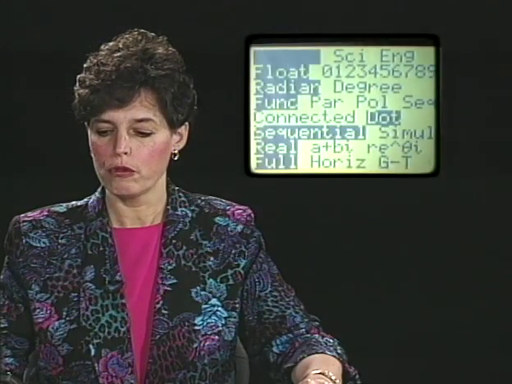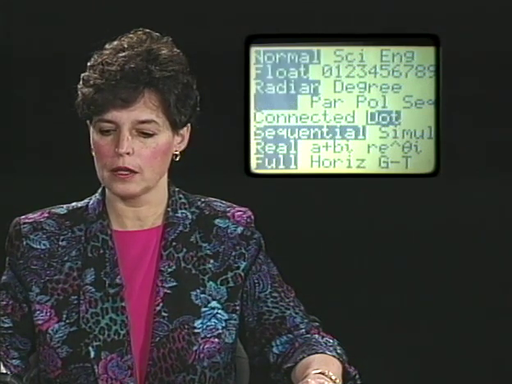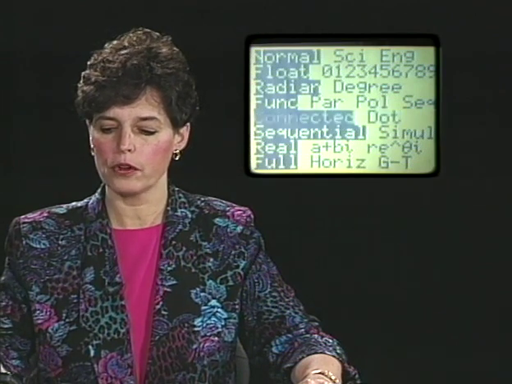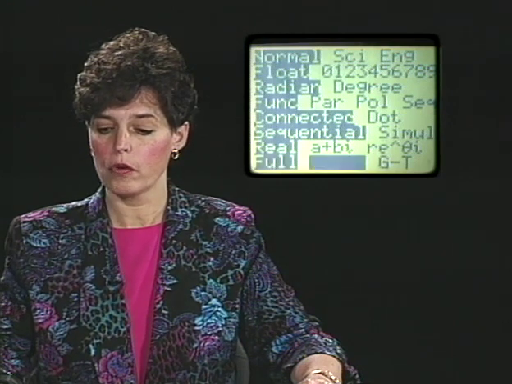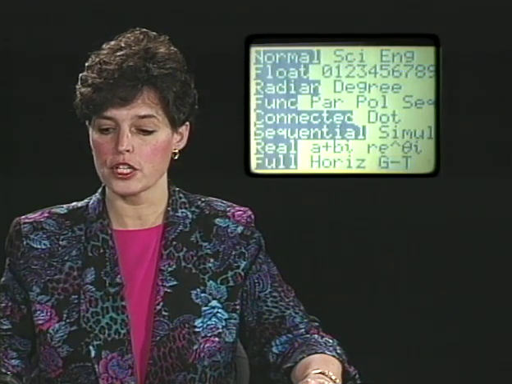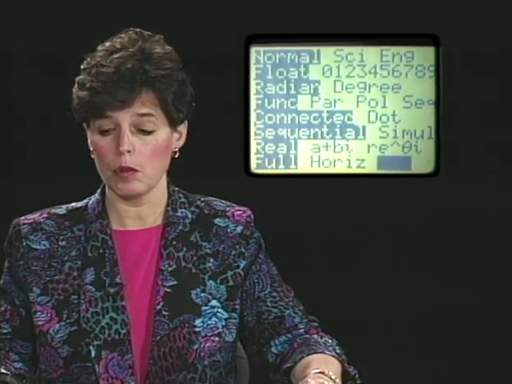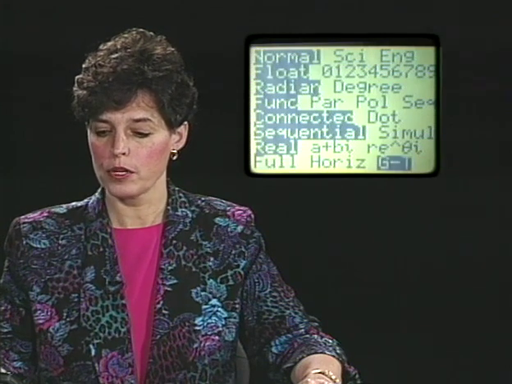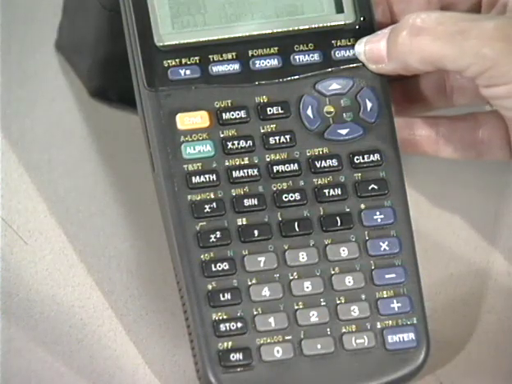Now we've been on mode before because we chose connected versus dot. Let's put connected back on, but we're also going to go down on that last line where it says full, and we're going to go all the way over to the right where it says G-T, and press enter. That means we're going to get a graph and a table on the same screen. So when I press enter and then the graph key in my upper right-hand corner, I will get both a parabola on the left and a table over there on the right-hand side.